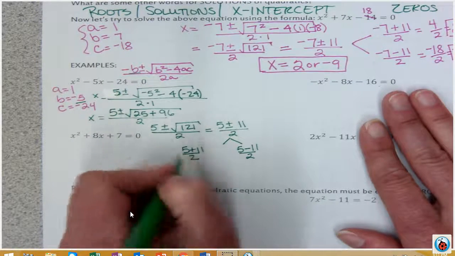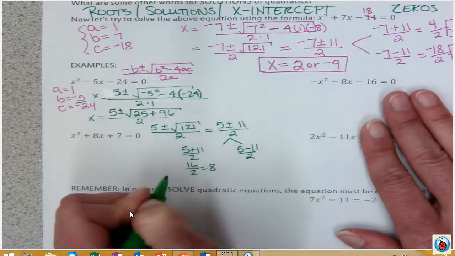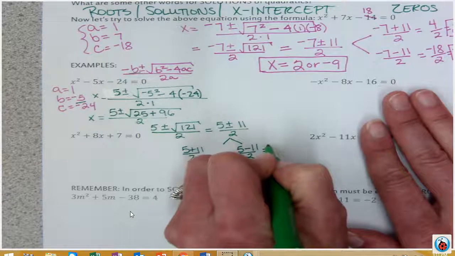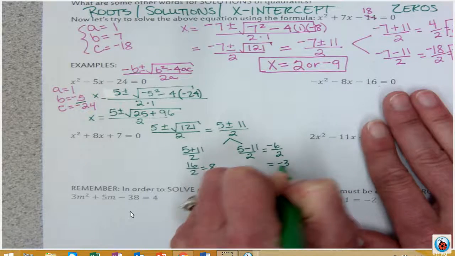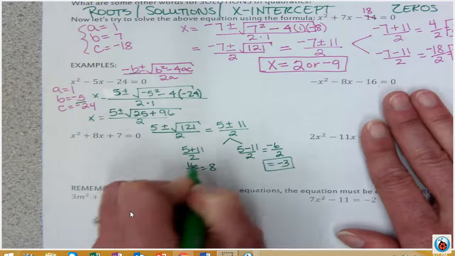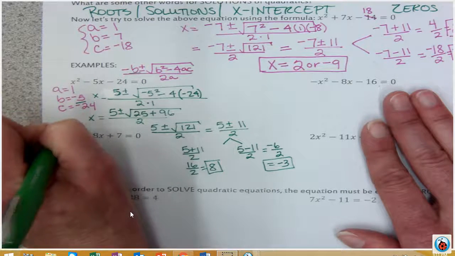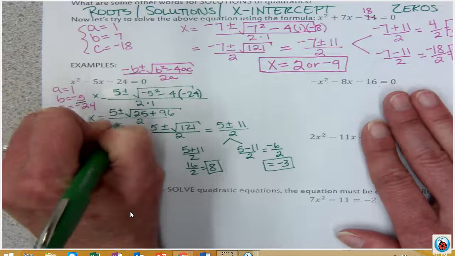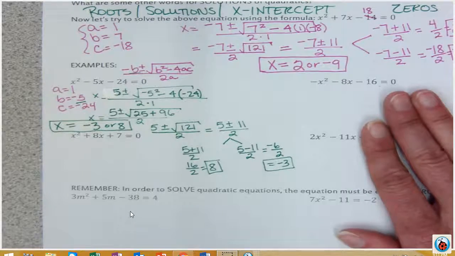5 plus 11 divided by 2 is 16 divided by 2, which equals 8. 5 minus 11 divided by 2 is -6 divided by 2, which equals -3. So here are your solutions. So x would equal either -3 or 8. Okay.